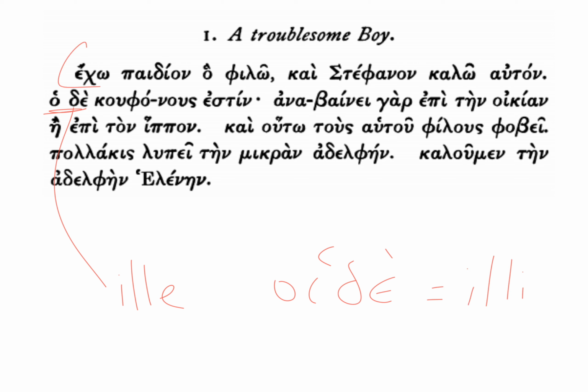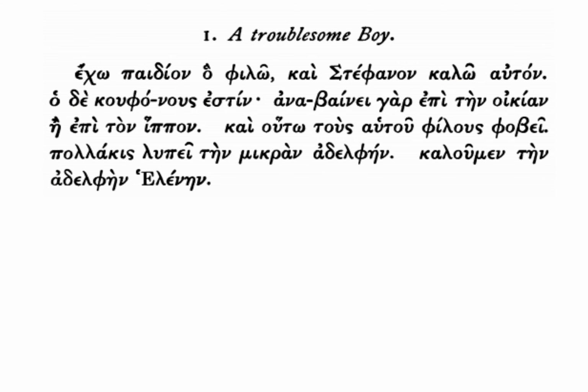So the subject of the first sentence was first-person singular: I have, I love, I call. Hode means new subject, in other words, Steve. And he is, estin, he's kufanus, he's empty-headed.